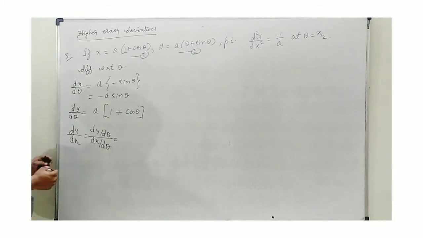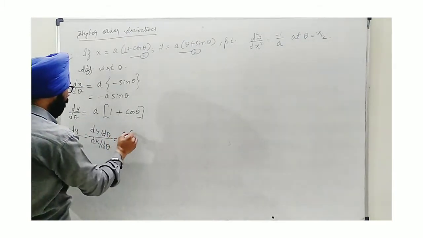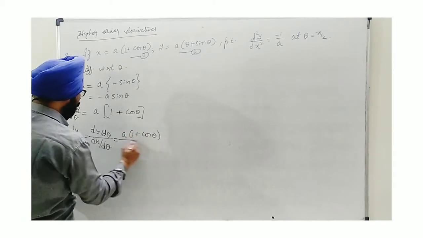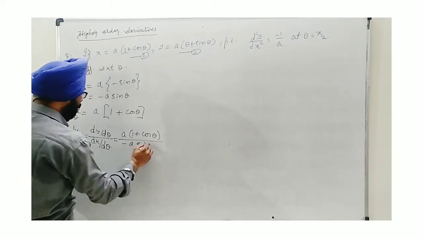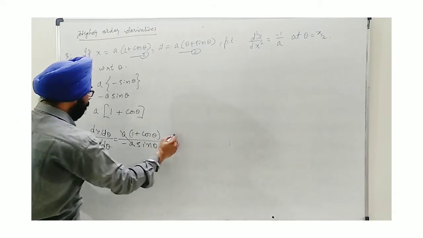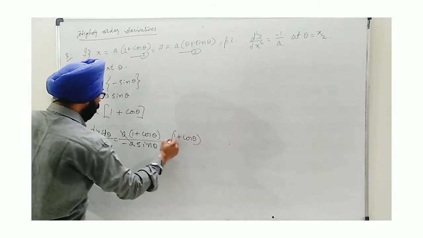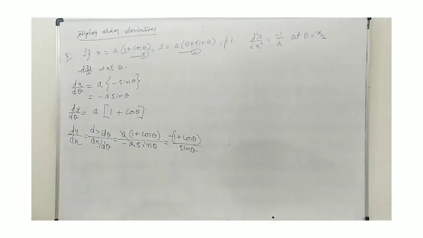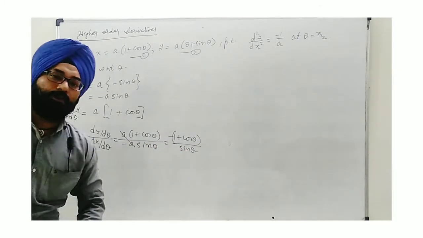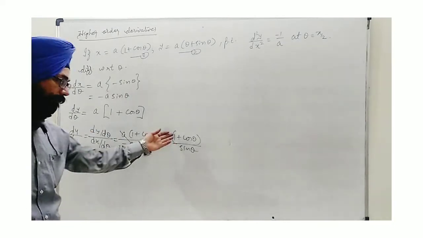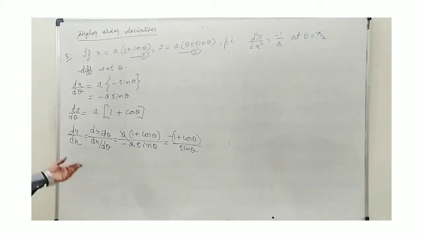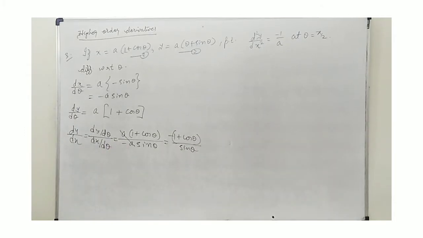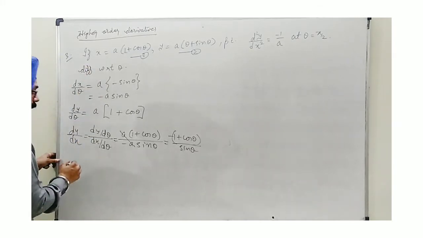As we go ahead, putting the values, a(1 + cos theta) in the numerator and minus a sin theta in the denominator. A and a cancel out, we are left with minus (1 + cos theta) upon sin theta. Now, one thing, this is such an expression I have explained in the inverse trigonometry chapter, how to simplify this one. But here we will go ahead as it is, because maximum students will understand that method, I hope. Okay, so here I need d square y by dx square.